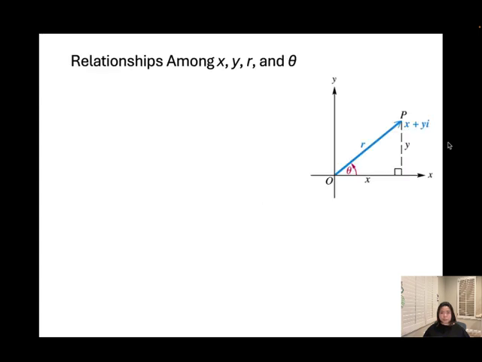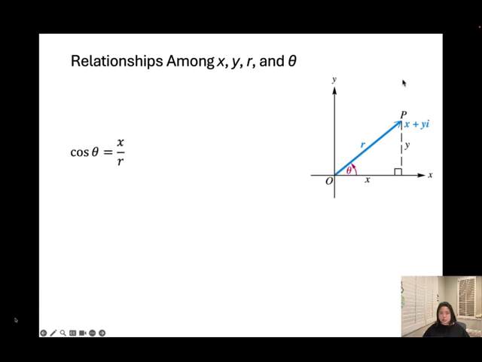Relationships among x, y, r, and theta. Let's say I have OP, which is my complex number x plus yi. Then x represents the length along the horizontal axis, and y is the vertical axis, the height of P. That's what we get from the complex number. Then we create the triangle, with the angle theta and the hypotenuse equal to r.